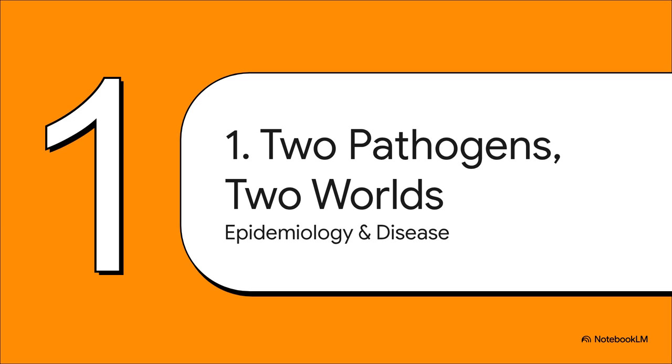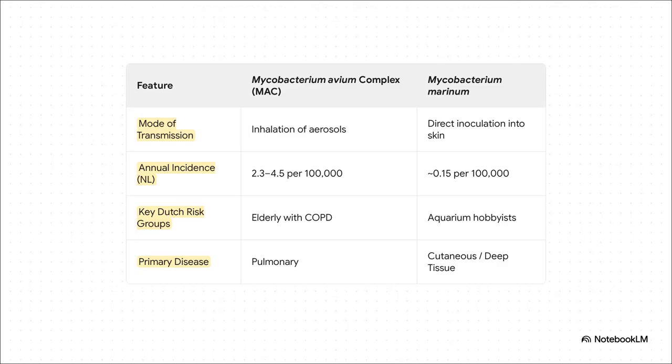This is where we'll dig into the fundamental differences in where these bacteria live and the completely distinct ways they make people sick. This table, using data from the Netherlands, just lays it all out. The contrast is stark. Look at the transmission. MAC is something you breathe in from aerosols. Think shower heads or hot tubs. And marinum, it has to be physically poked into your skin.